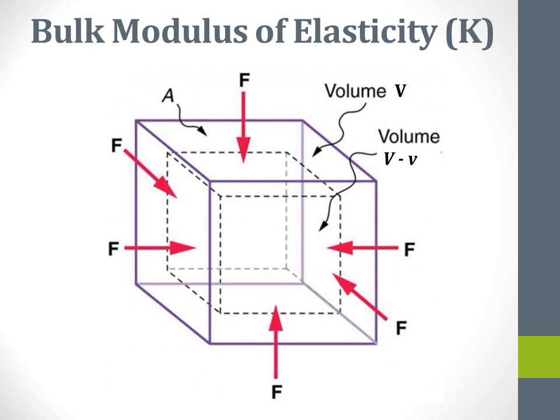Let V be the volume of a body with an area of cross section A. Let three equal forces act in the three mutually perpendicular directions as shown in the figure. Let small v be the change in volume due to the action of the forces.